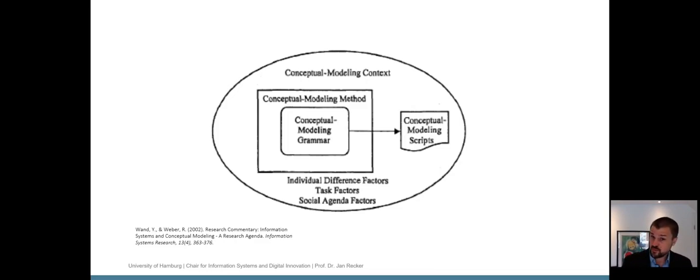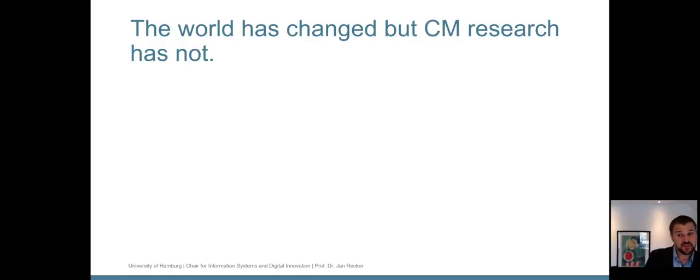So this framing, this vocabulary, this framework is now 20 years old, and I've just shown you what the reality is and how that has changed over the past 20 years. And the provocation that I'm putting out here is that the world has changed, but our research has not. So we're still living in an age characterized by what Wand and Weber had when they wrote this article 20 years ago, in the 90s. It came out in 2002, so it must have been written around the year 2000. And if you're old enough, you'll remember the world was a lot different back then.